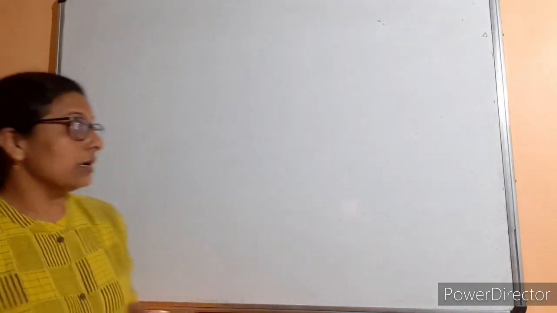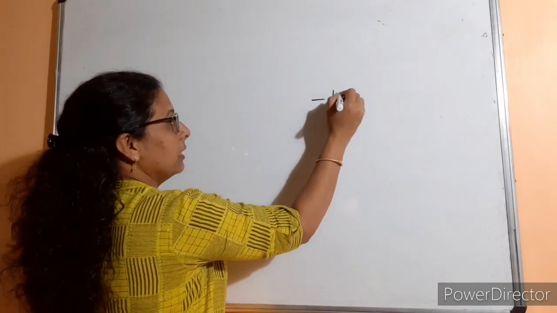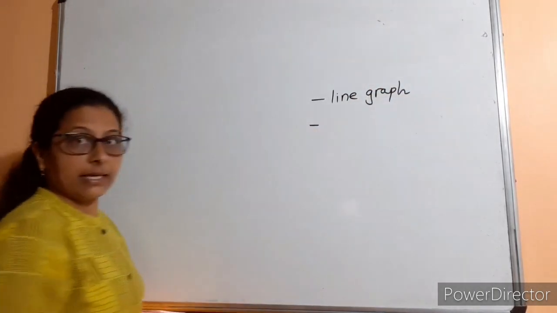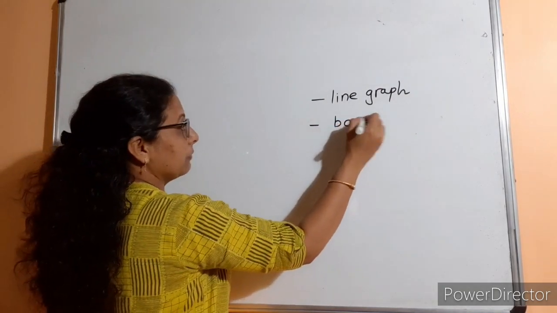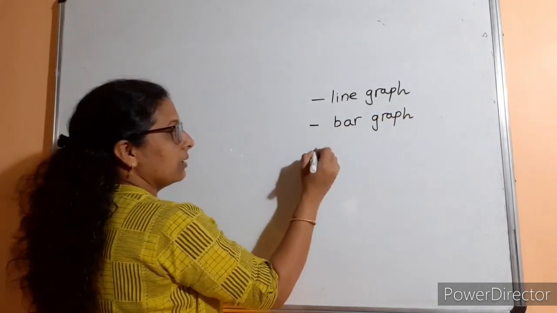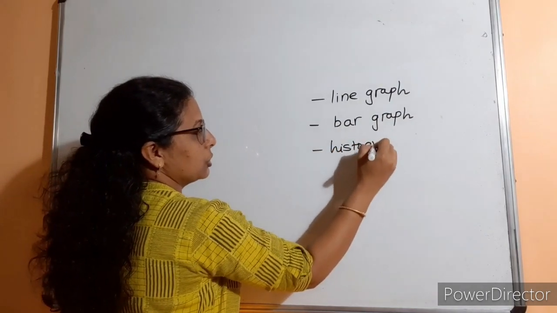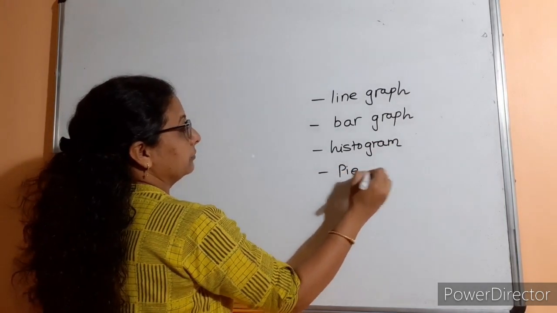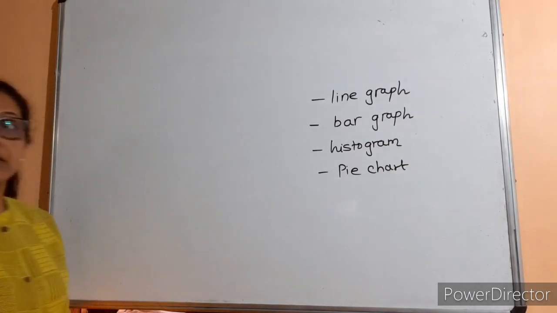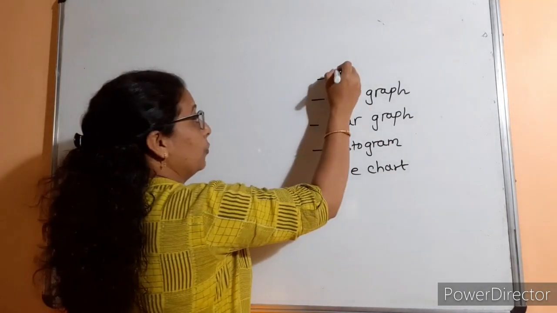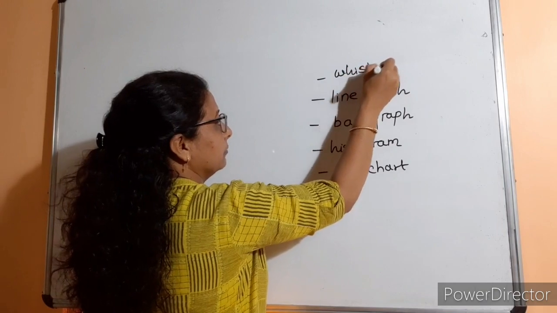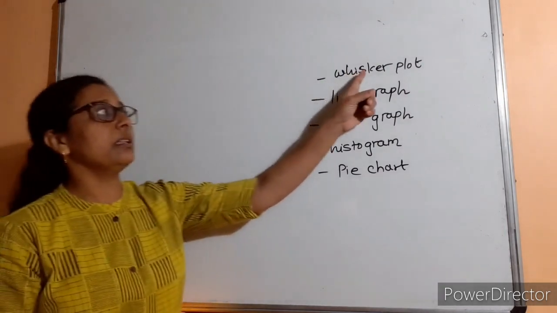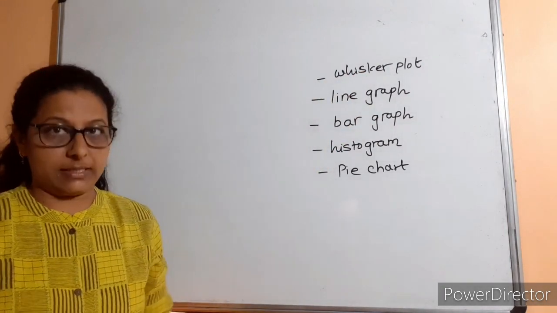First of all, a very popular line graph, then second, bar graph, then histogram, then pie chart. These are the different types of graph. In that, one is the whisker plot, which I have not known up till now. That is something different, but it is also a graphical representation.